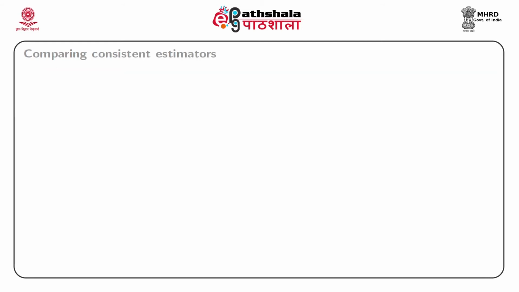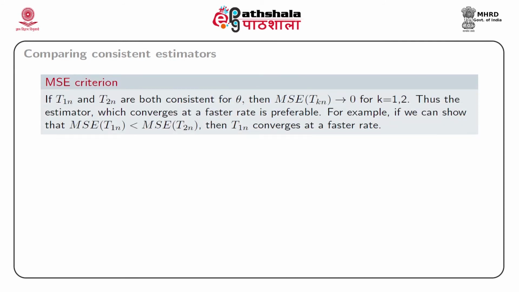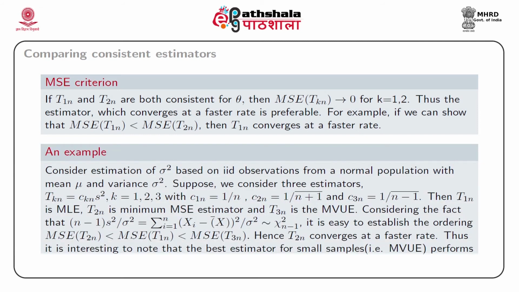Next, consider comparing consistent estimators. If T1n and T2n are both consistent for theta, then the MSE converges to 0 for every k. Thus, the estimator which converges at a faster rate is preferable. For example, if we can show that the mean square error for T1n is less than the mean square error for T2n, then T1n converges at a faster rate. Let us consider an example. Consider estimation of sigma square based on IID observations from a normal population with mean mu and variance sigma square.